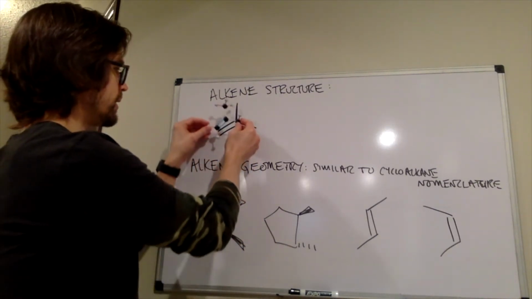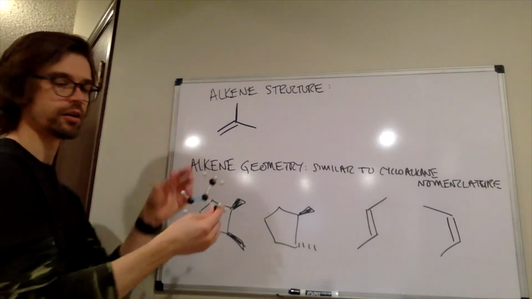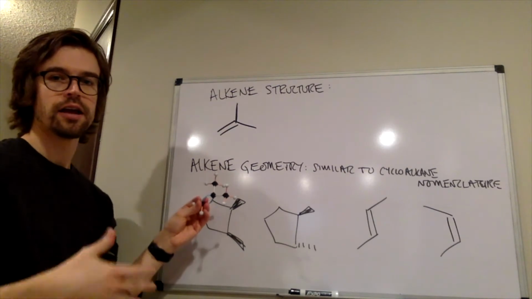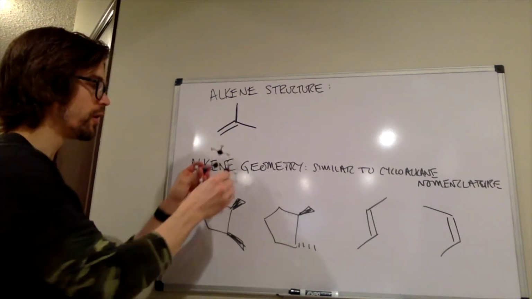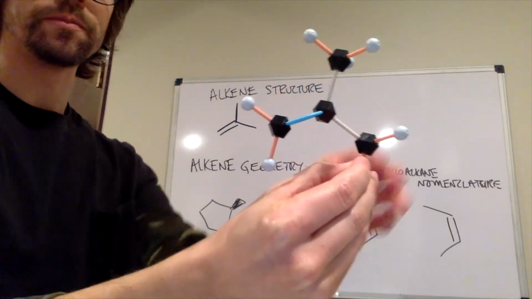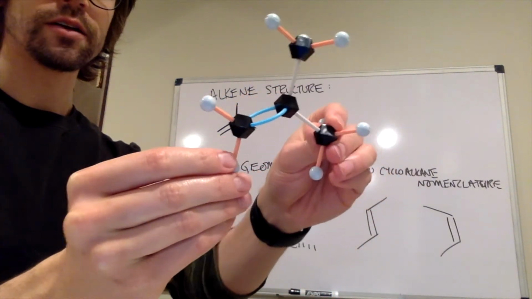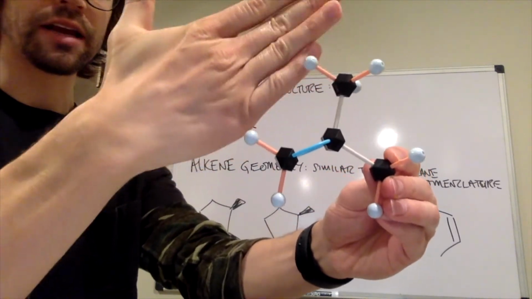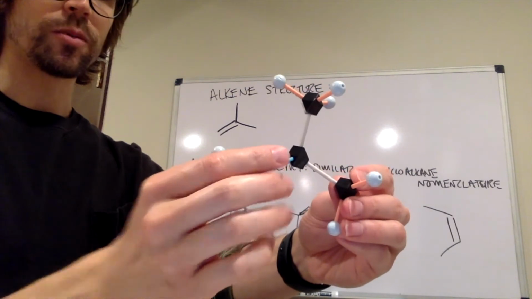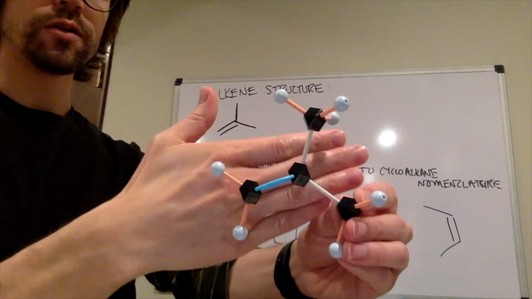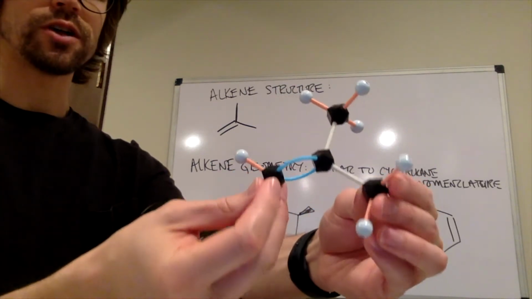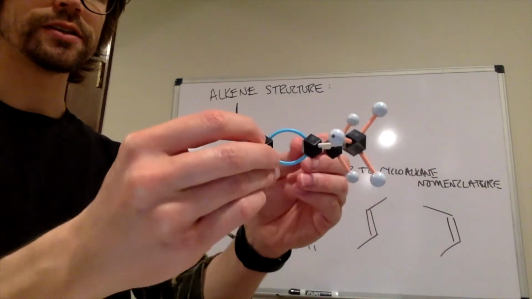So in this, how it's drawn here, everything that is a line is neither a wedge nor a dash, so everything's in the plane. So if I took that out to you, this is what it would look like. We have everything in the plane of my hand, essentially. But we can't really see the p orbitals there because they're coming out at you, they're going into the plane. So to see the p orbitals, we would have to turn the molecule sideways.